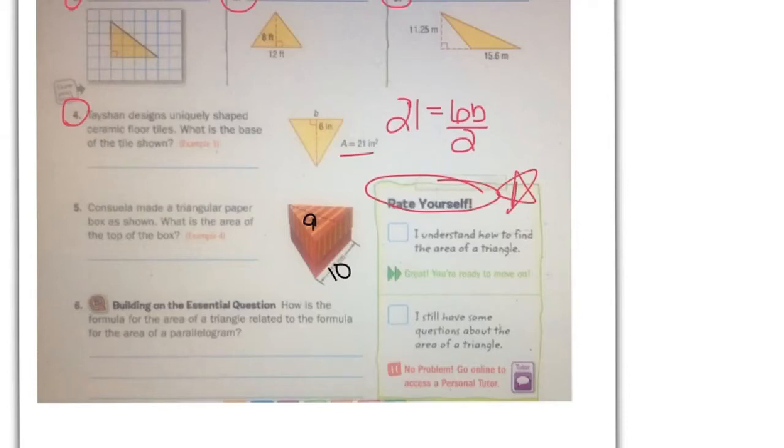And then the last question is, how is the formula for an area of a triangle related to the formula for the area of a parallelogram? Hopefully you have learned enough and have seen enough with parallelograms and triangles to know the answer to that question. When you finish, let's check your answers.